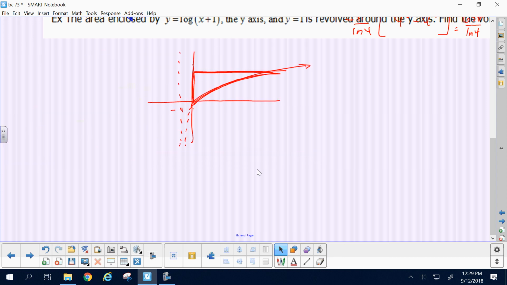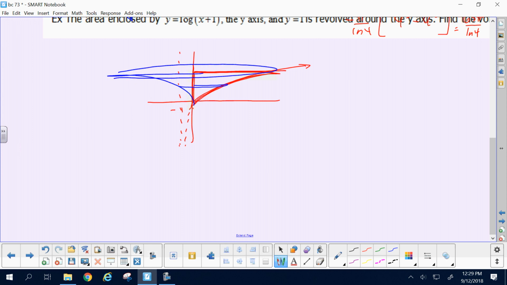1 equals log base 10 of x plus 1. 10 equals x plus 1. No, it's 9, Michael. Integral from 0 to 9. Oh, so if it's around y, you use what variable? Y. Yeah, no, I was doing the area. It says area.